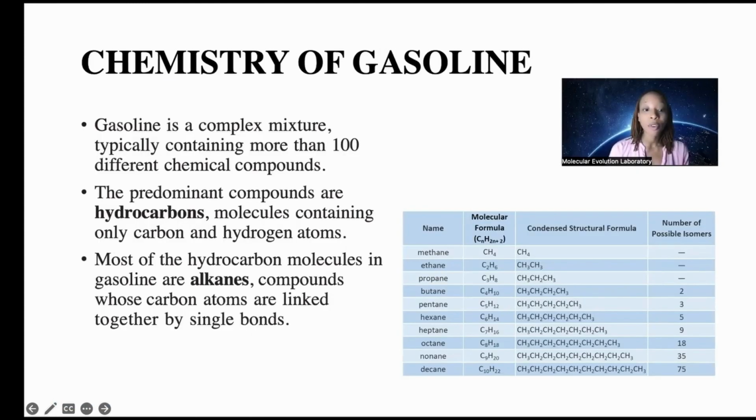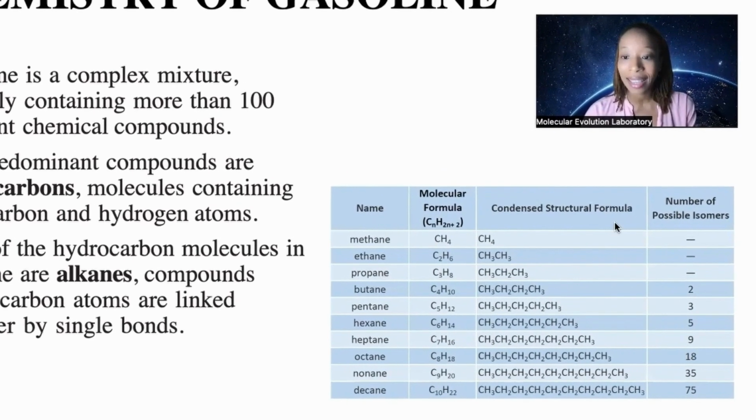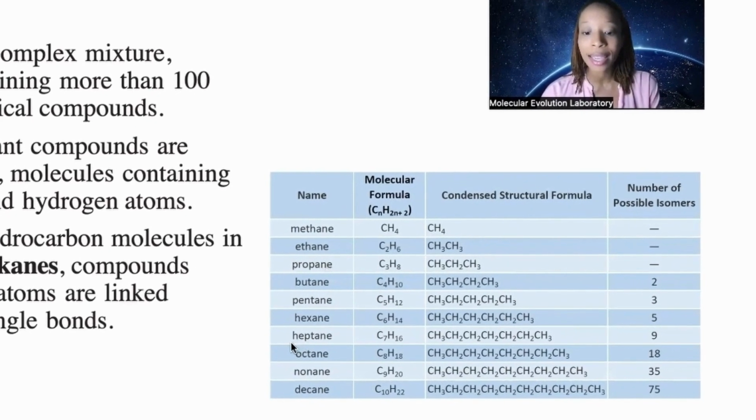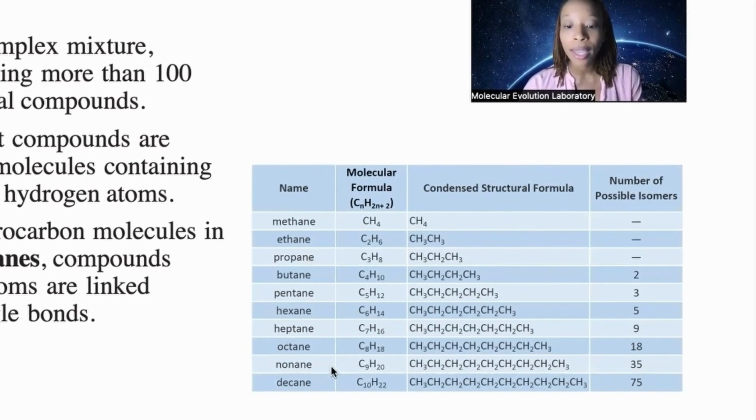As we mentioned before, gasoline is a complex mixture, typically containing more than 100 different chemical compounds. The predominant compounds are hydrocarbons, which are molecules containing only carbon and hydrogen. Most of the hydrocarbon molecules in gasoline are alkanes. These are compounds whose carbons are linked together by single bonds. Here is a list of the alkanes: methane, ethane, propane, butane, pentane, hexane, heptane, octane, nonane, decane.